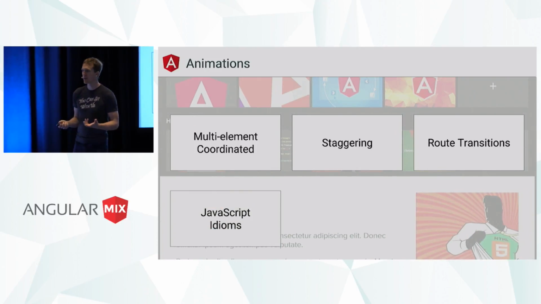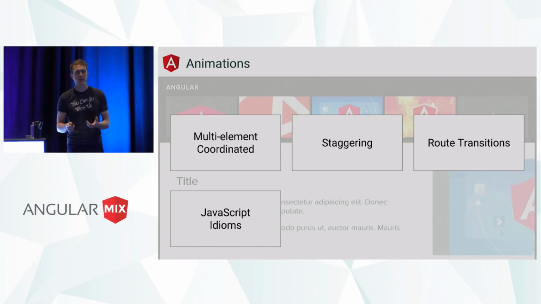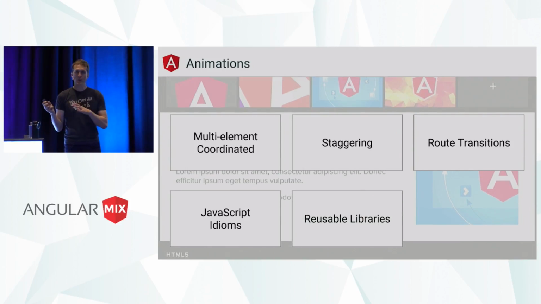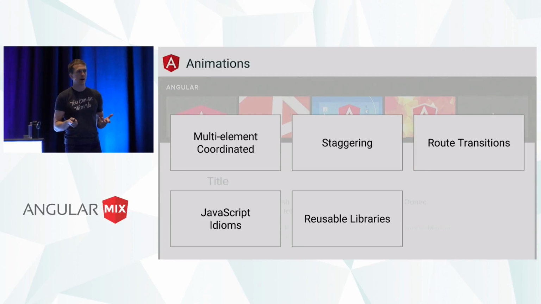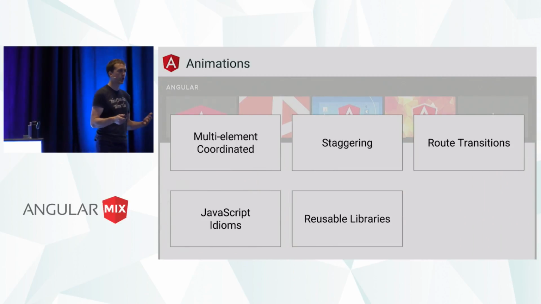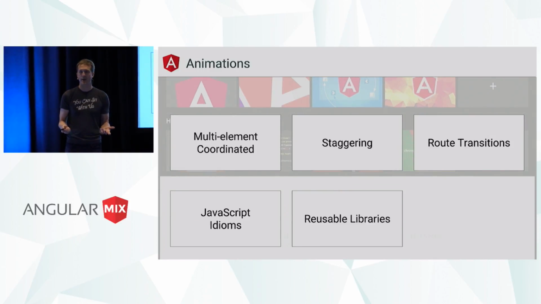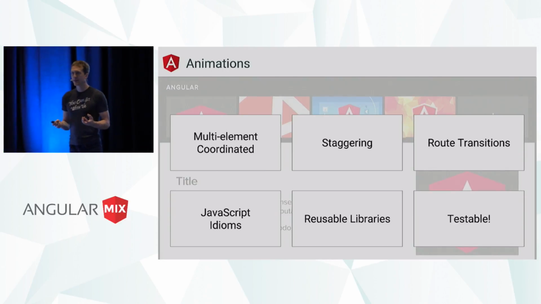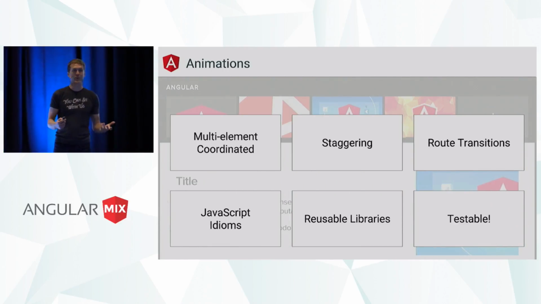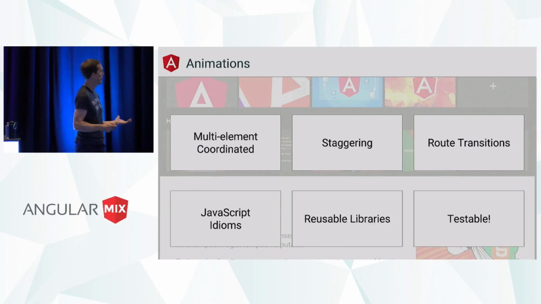And you build this all with easy JavaScript idioms and a sort of DSL in JavaScript. And you can use these JavaScript idioms to build up libraries of animations that are reusable across your project or even across your entire organization, so you have a standard set that everybody can use. And one of the things I'm most happy about is these animations are actually testable. You can actually, in unit tests, validate that the animation does exactly what you think it should do.